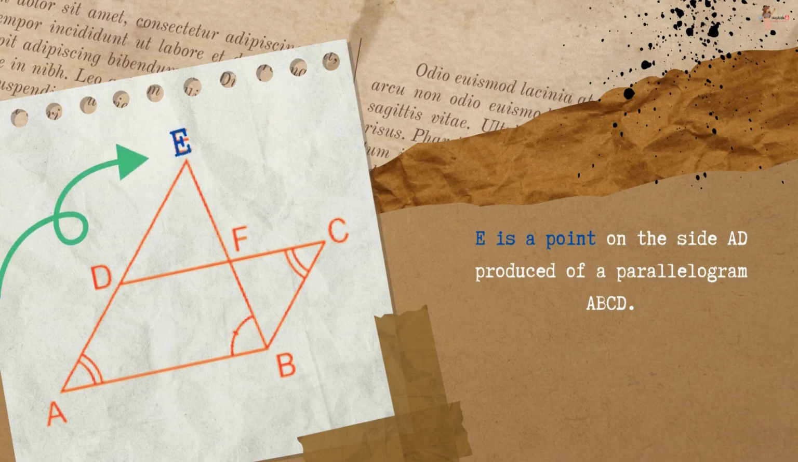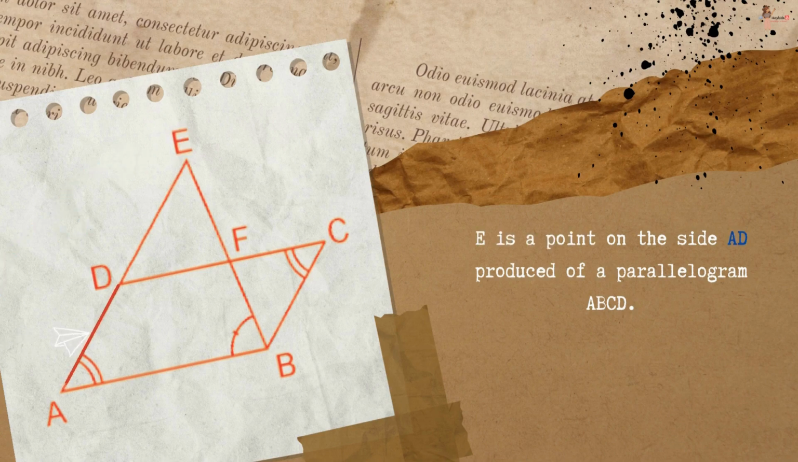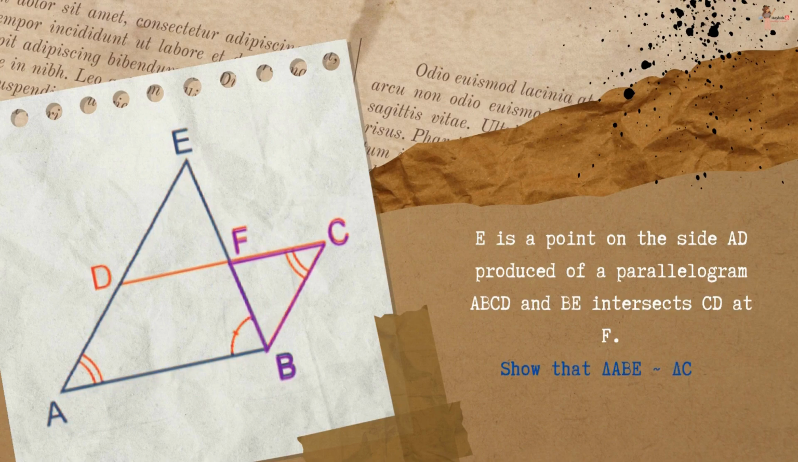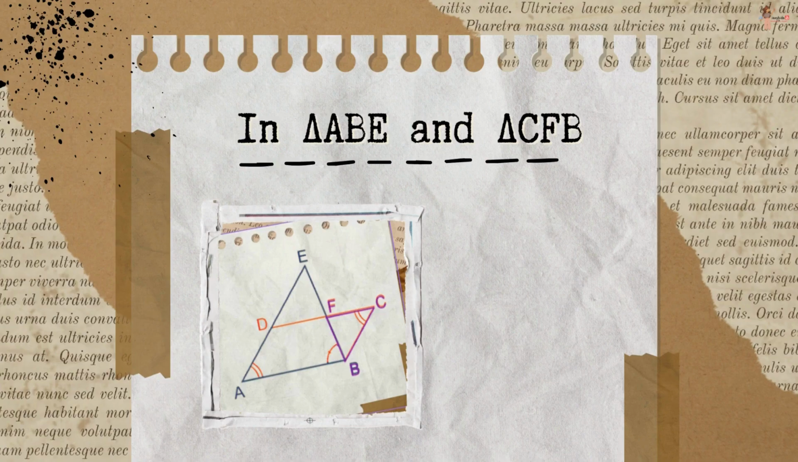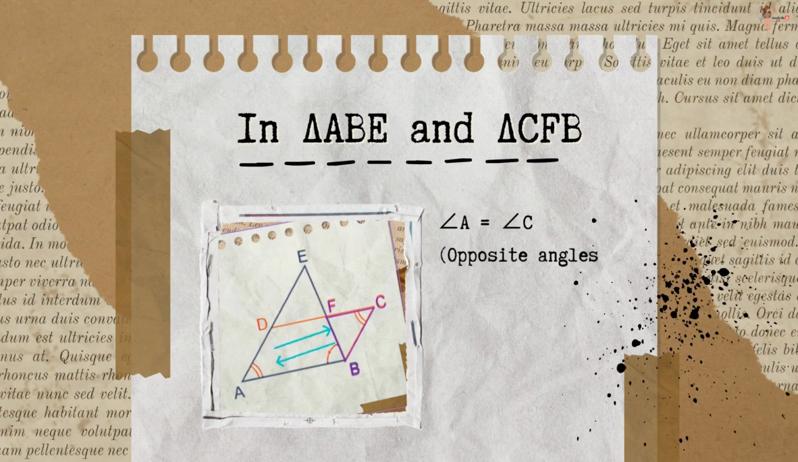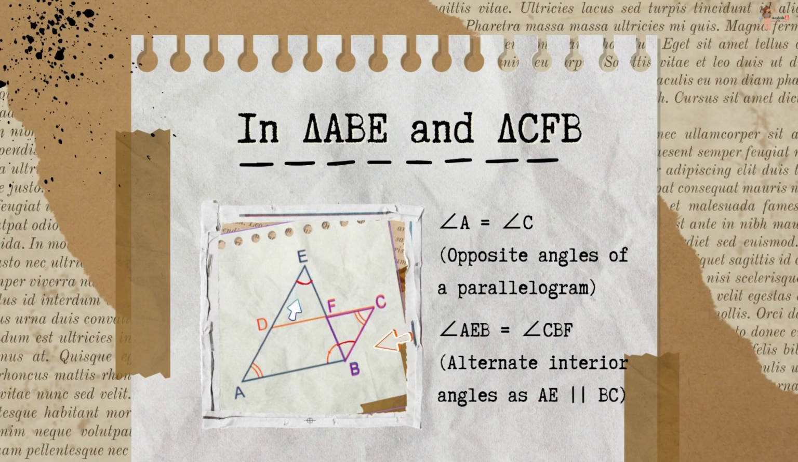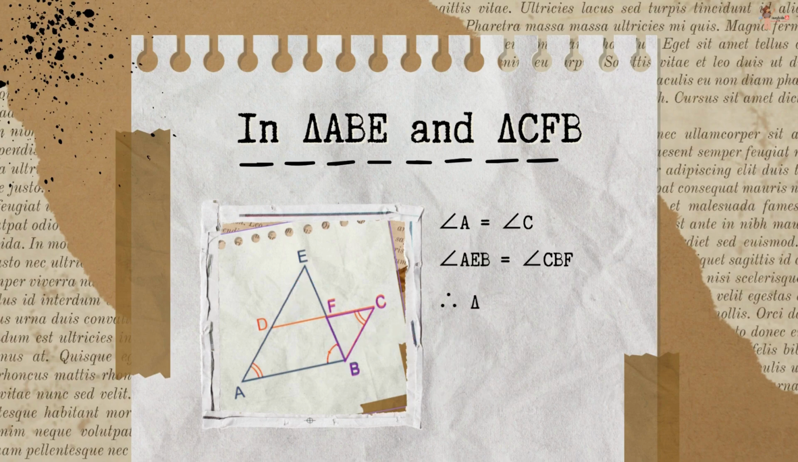E is a point on the side AD produced of a parallelogram ABCD and BE intersects CD at F. Show that triangle ABE is similar to triangle CFB. Now in triangle ABE and triangle CFB, angle A is equal to angle C because these are opposite angles of a parallelogram. Angle AEB is equal to angle CBF because these are alternate interior angles as AE is parallel to BC. Therefore, triangle ABE is similar to triangle CFB via AA similarity criteria. Easy, right?